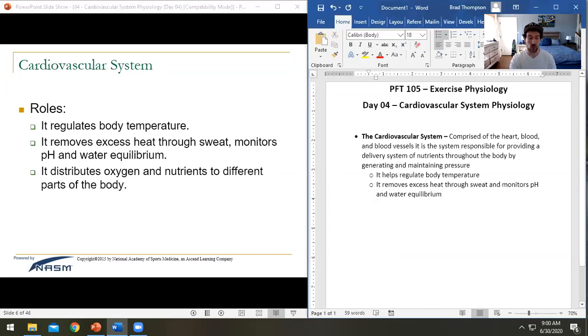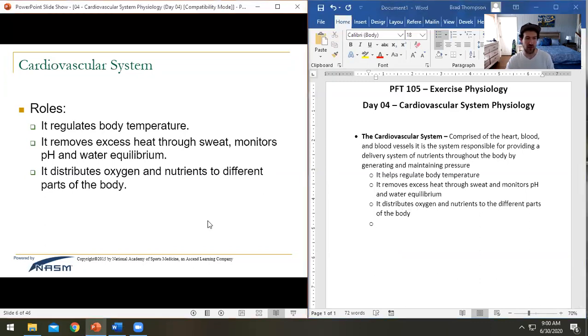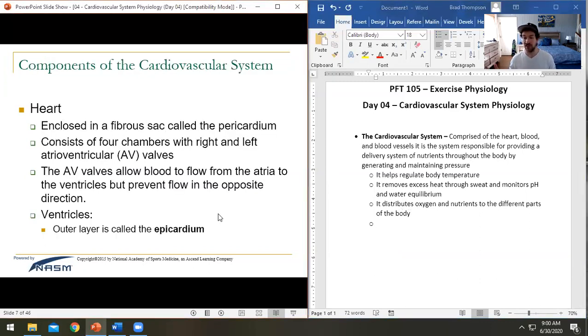And then obviously one of the most important ones is it will distribute oxygen and nutrients to the different parts of the body. Okay. And obviously we kind of know that one. So cardiovascular system, obviously really, really important, right?